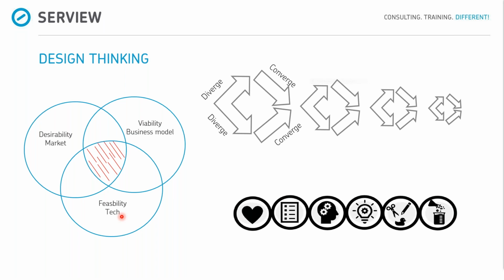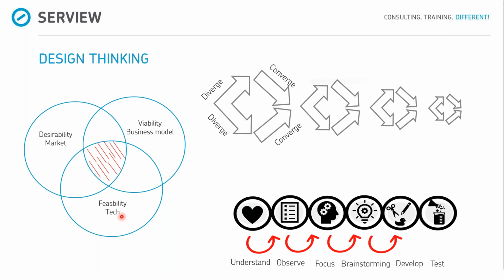So why? Because you first understand what is to do. Then you observe the market. You focus on some ideas. You brainstorm. You develop, for example, a prototype and then test it. And then you repeat to concretize the idea. And you do that in short iterative phases or steps.